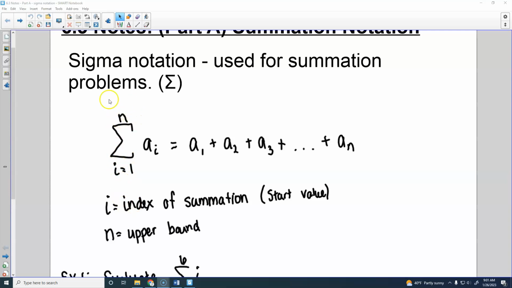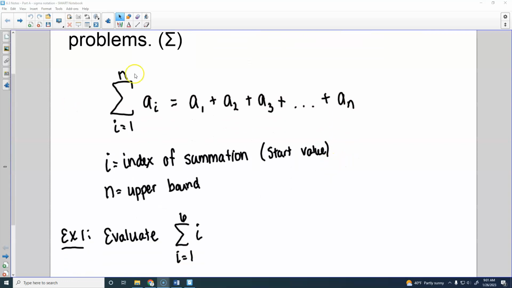So n is your upper bound, or where you stop, right? So basically 1 is where you start, n is where you stop. And so if you just had a sub i, this would mean to add together a sub 1, a sub 2, a sub 3, a sub 4, a sub 5, all the way till you get up to a sub n. Right? So, questions thus far?